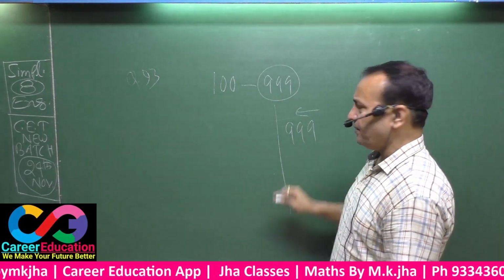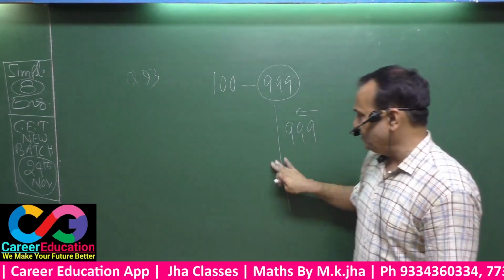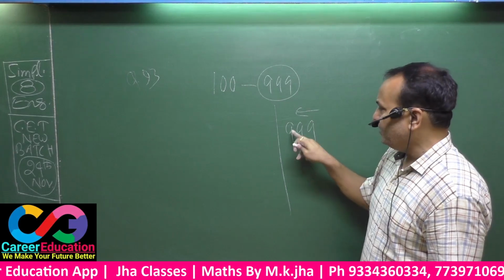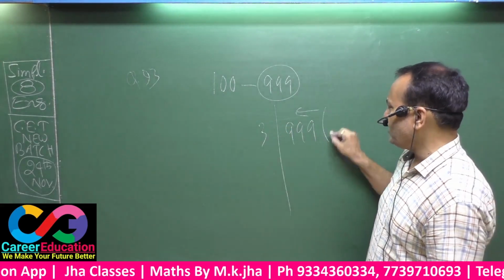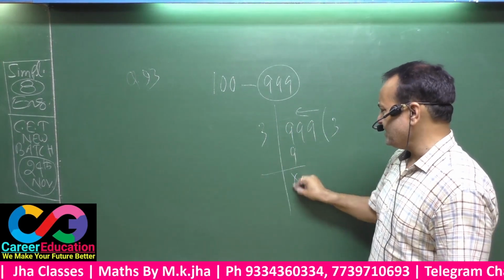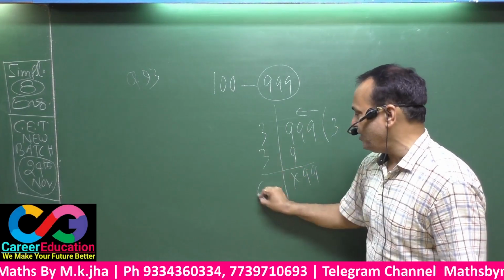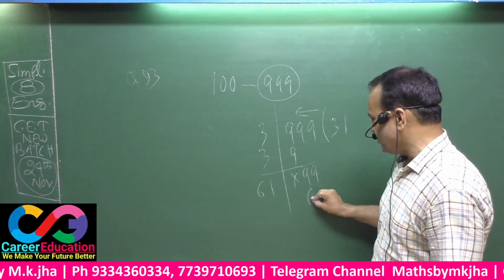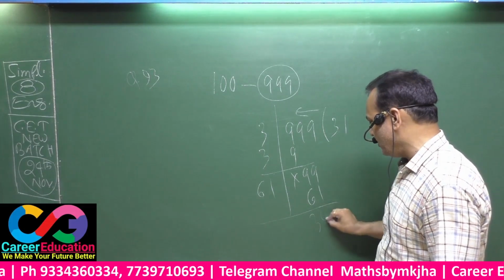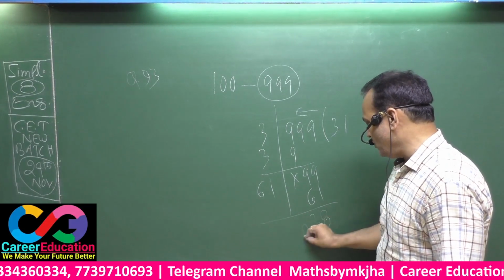You have to make pairs from the right. That means 99 will be a pair. This will be single. 3 threes are 9. Cancelled. This 99 will be dropped at the same time. This 3 will be added here. Now one more chance again. 61. This is 38. Thus you got a remainder here.